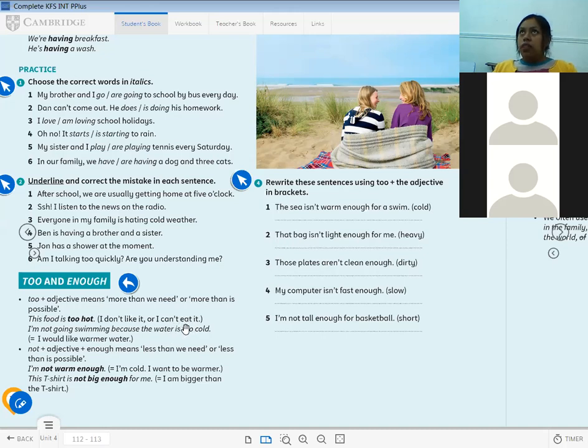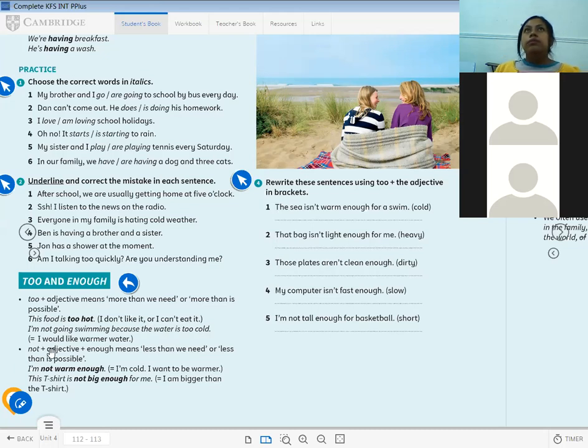Yes, what you said is correct, but what is the specific word for too? Demasiado. Yes, that's the meaning, demasiado. Esta comida está demasiado caliente, demasiado caliente. Y después dice, no iré a nadar porque el agua está demasiado fría.